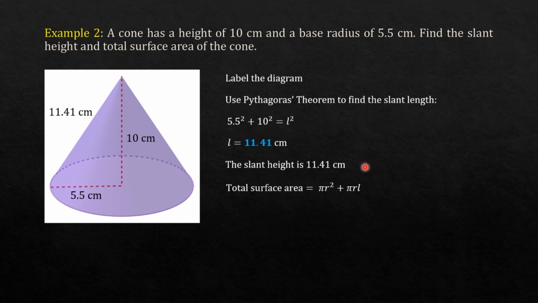The total surface area is given by pi r squared plus pi r L. We put our numbers in. The radius is 5.5, goes here and here. And the slant length is 11.41, goes here. So the total surface area is 292.18 square centimeters.